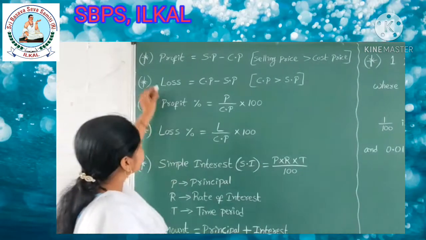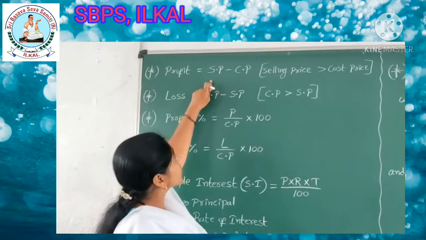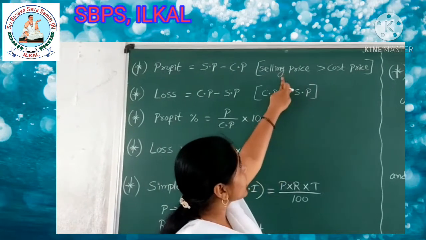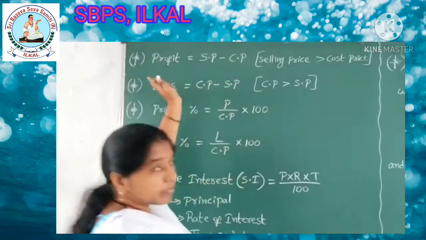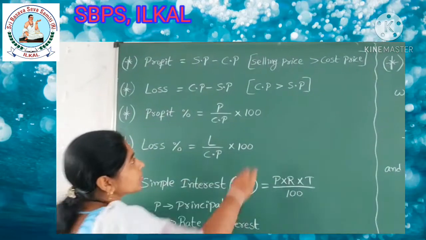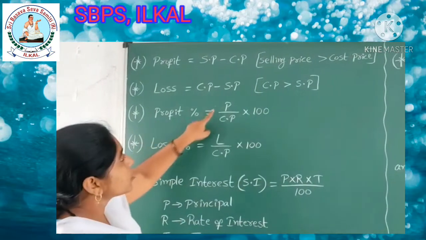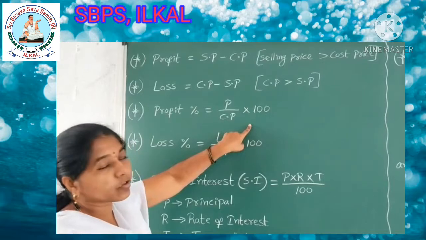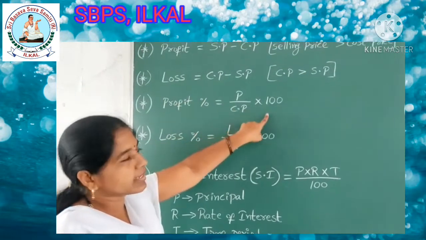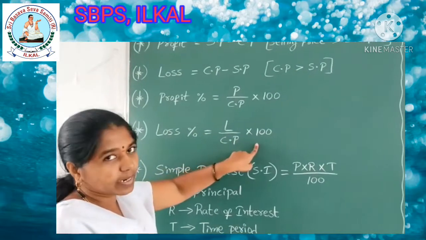Next, formulas, children. Profit is equal to selling price minus cost price. If selling price is more, we will get profit. Selling price is greater than cost price. If selling price is greater than cost price, it will be a profit. Then loss is equal to cost price minus selling price. Cost price is greater than selling price here. Profit percent is equal to profit by cost price into 100. If you got profit, children, we can find profit percent. Profit divided by cost price into 100. Loss percent means loss divided by cost price into 100.